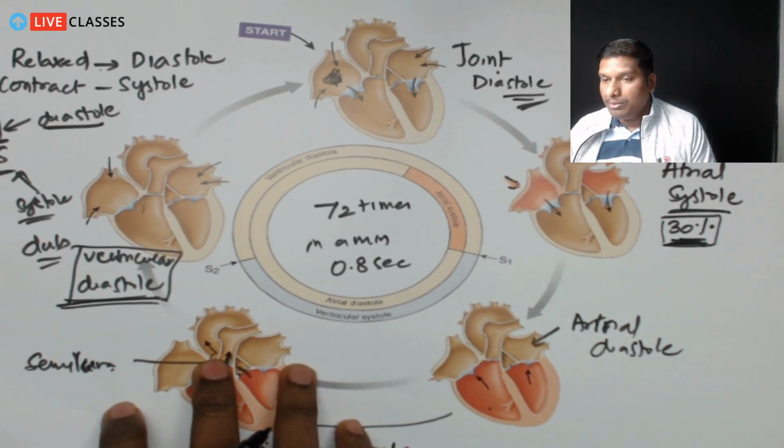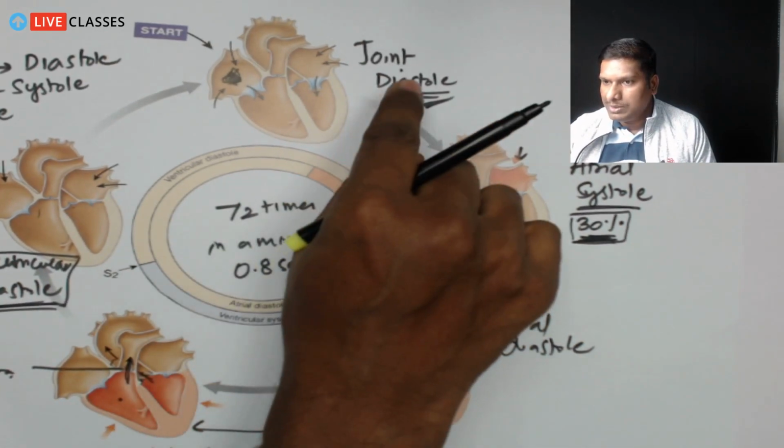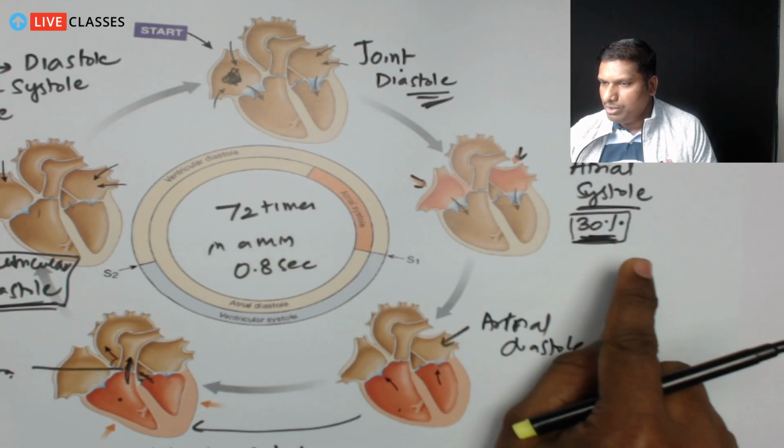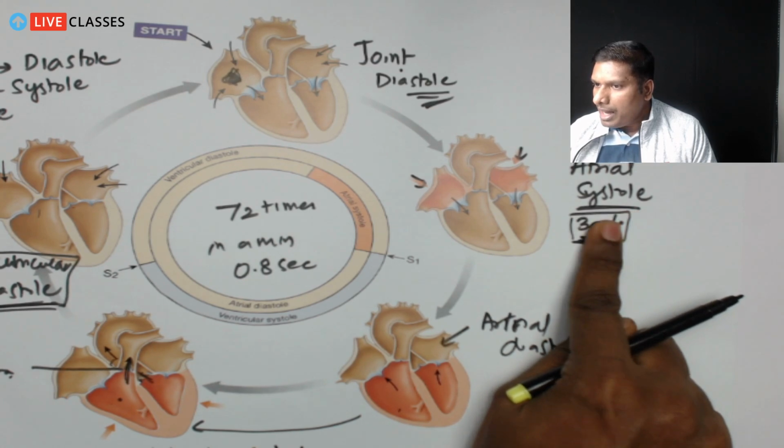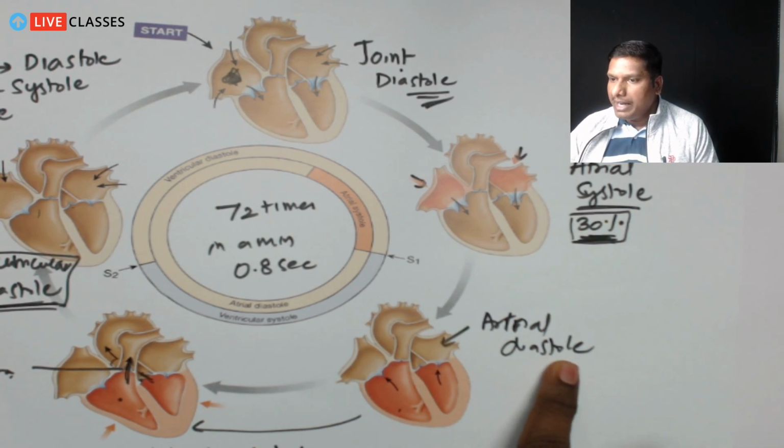So you'll start with joint diastole, then you have atrial systole. Wherever you see systole, that means contraction, and it is followed by atrial diastole.